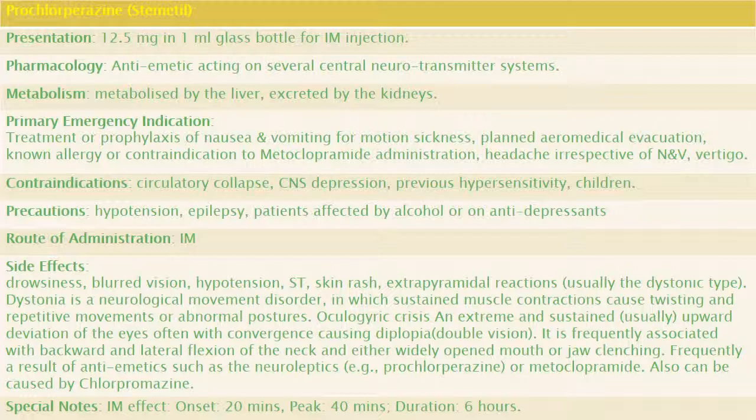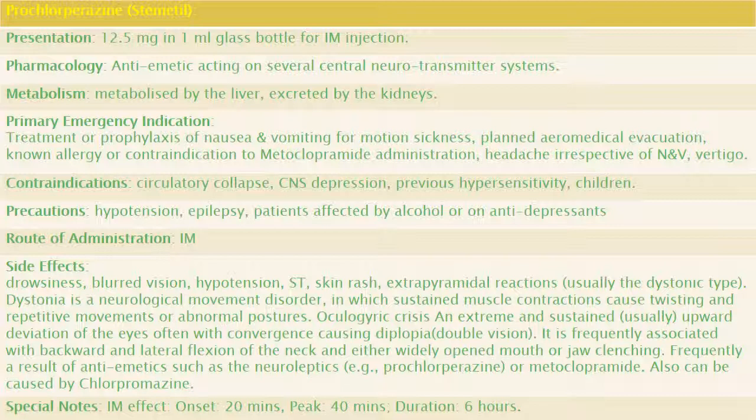Prochlorperazine, Stemetil presentation: 12.5 mg in 1 ml glass ampule for IM injection. Pharmacology: antiemetic, acting on several central neurotransmitter systems. Metabolism: metabolized by the liver, excreted by the kidneys. Primary emergency indication: treatment or prophylaxis of nausea and vomiting for motion sickness, planned aeromedical evacuation, known allergy or contraindication to metoclopramide administration, headache irrespective of nausea and vomiting, and vertigo. Contraindications: circulatory collapse, central nervous system depression, previous hypersensitivity, and children. Precautions: hypotension, epilepsy, patients affected by alcohol or on antidepressants. Route of administration: intramuscularly.